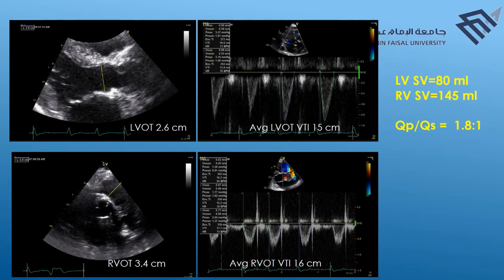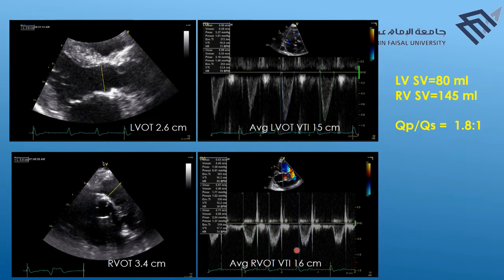So assuming that the LVOT is a circular shape, measuring the diameter here of 2.6, we can plug it into the equation of a circle area, and then multiply this by the average LVOT VTI. We got a stroke volume of 80 ml. Doing the same thing on the right side, again assuming that the RVOT is circular, and measuring the RVOT diameter of 3.4, and then calculating the RVOT area, then multiplying it by the average RVOT VTI. Here we got 16. So the RV stroke volume is 145.